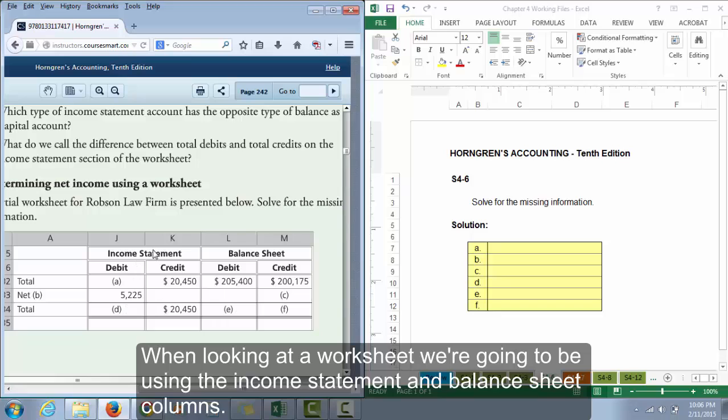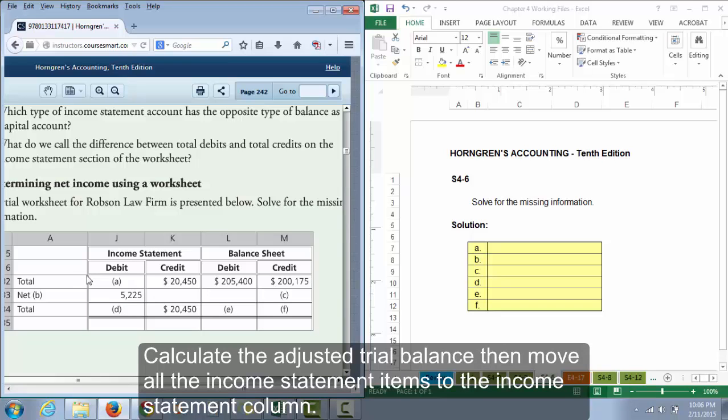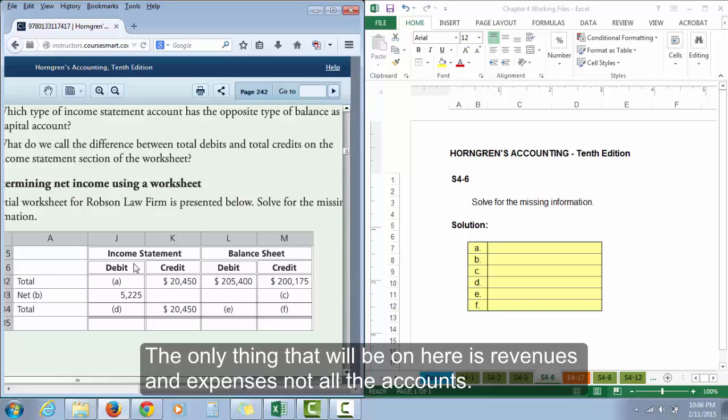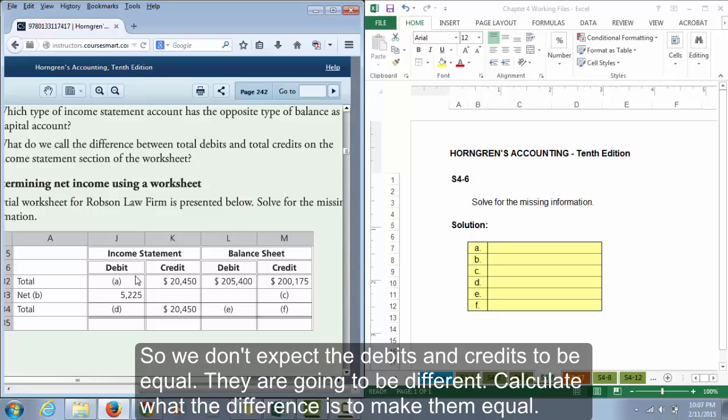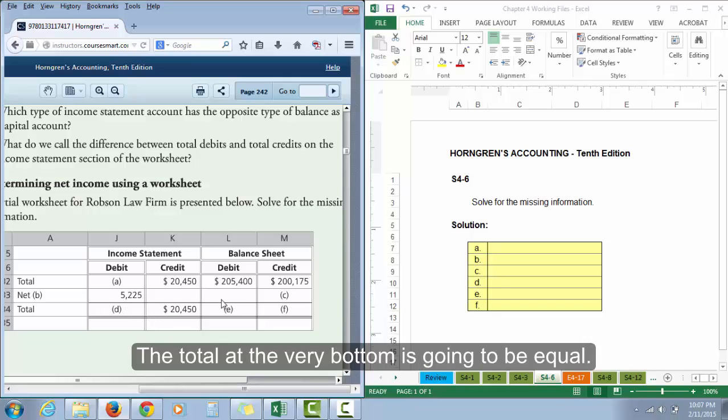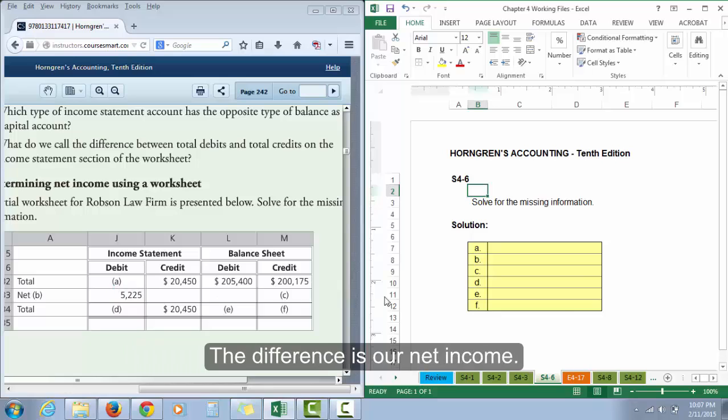If you remember what I said, we calculate the adjusted trial balance, then we move all the income statement items over to the income statement columns. The only thing that's going to be on here are our revenues and expenses, not all of our accounts. So we don't expect the debits and credits to be equal. They're going to be different. And we're going to have to calculate what the difference is to make them equal. So this total at the very bottom is going to be equal, and then the difference is our net income.